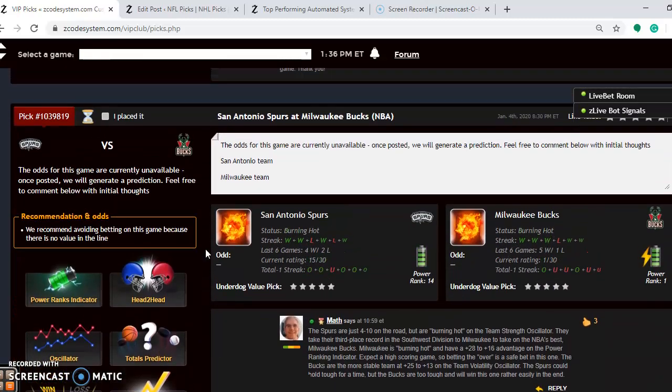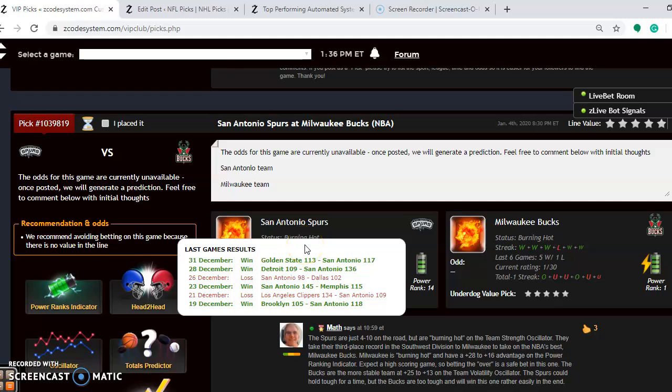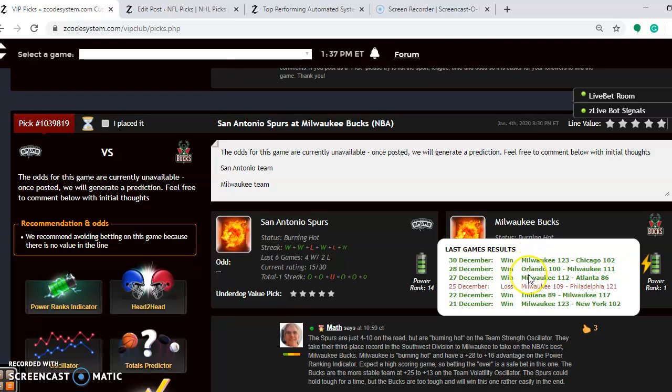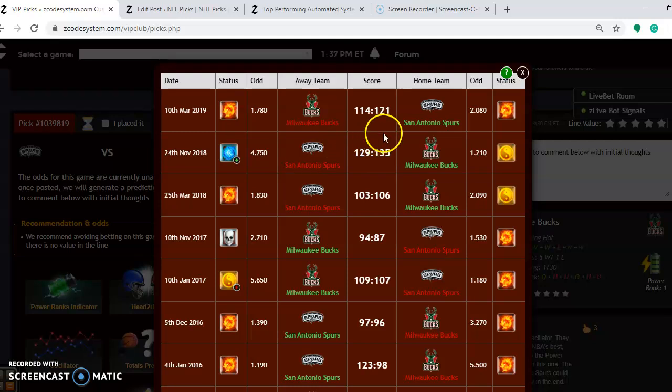Take a look at this matchup here. This is the best matchup of the day, I believe. The San Antonio Spurs at the Milwaukee Bucks. You see that both teams are burning hot at the moment. San Antonio winning their last two and four out of their last six. Milwaukee, after their loss to Philadelphia, has won their last three and five out of their last six. The Spurs are just 4-10 on the road, though. Milwaukee has the best record in the NBA. If you look at the head-to-head matchups, they have not played yet this season.